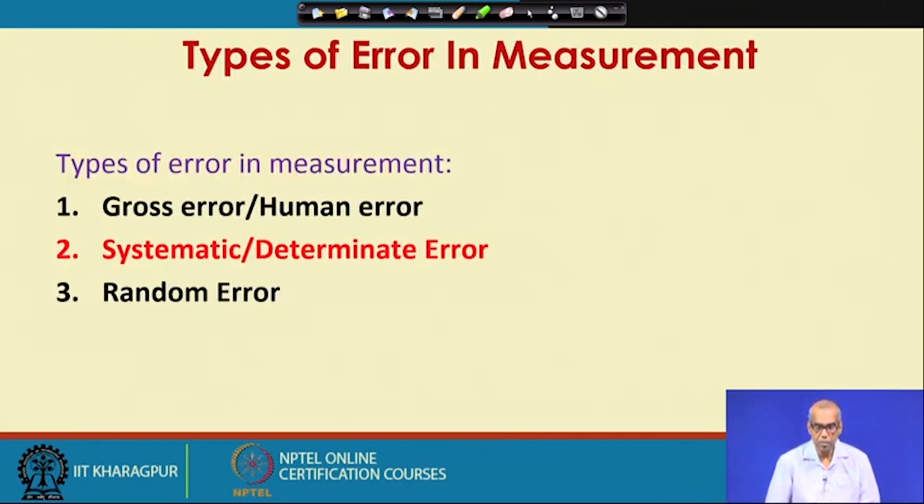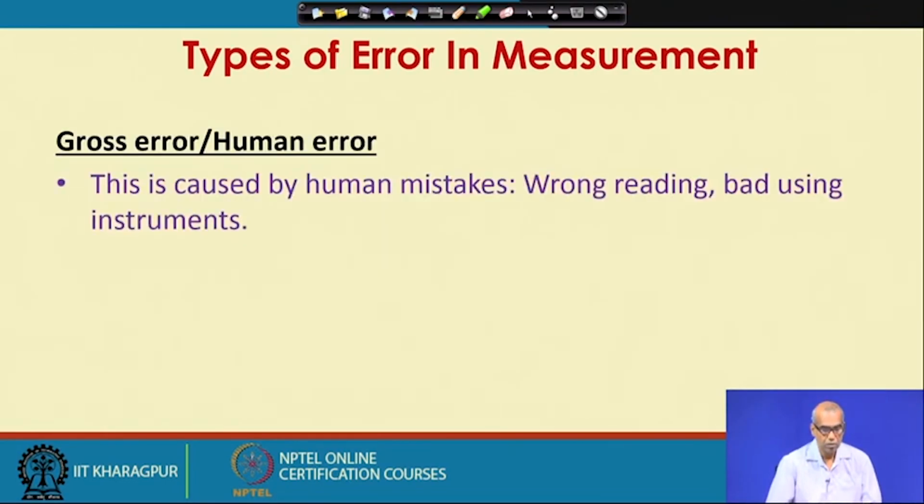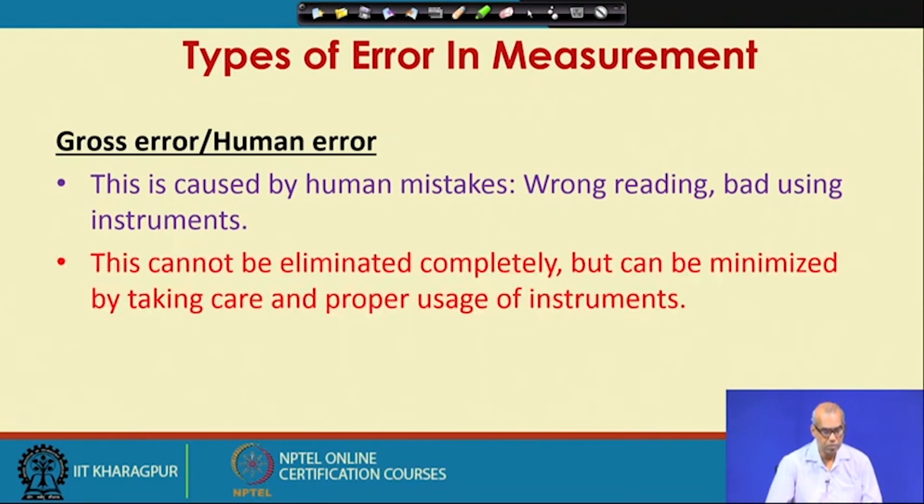Types of errors in measurements can be broadly categorized in 3 groups: gross error or human error, systematic error or determinate error, and random error. Gross error or human error is caused by human mistakes. This may happen due to wrong reading, bad or wrong using of instruments. This cannot be eliminated completely, but can be minimized by taking care and proper usage of instruments.